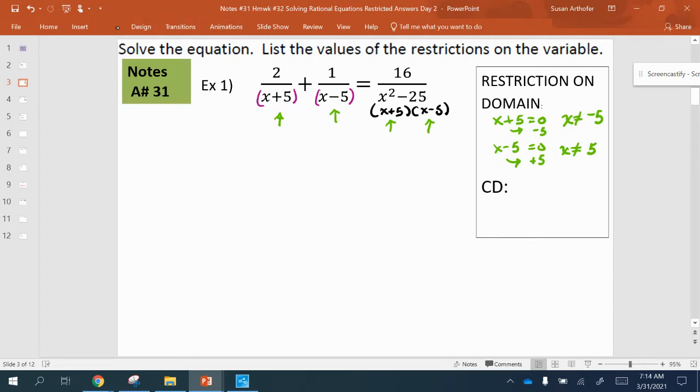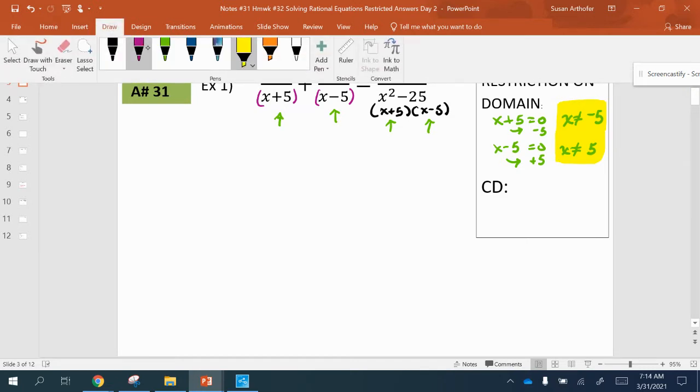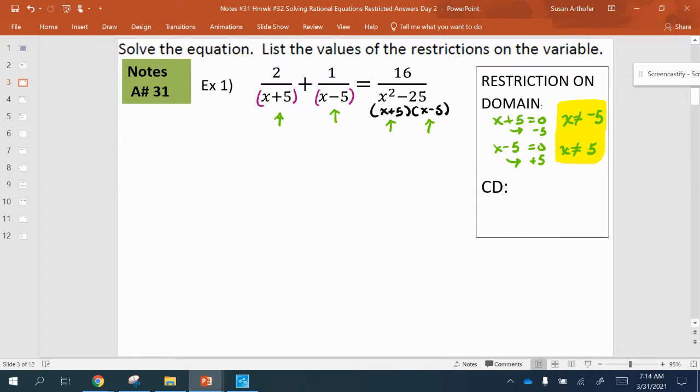So when we get to the final answer, we would exclude anything that wouldn't work. In other words, it would be extraneous if our final answer came out to be a negative 5 or a 5.